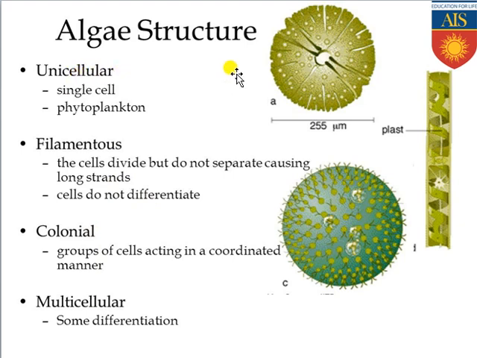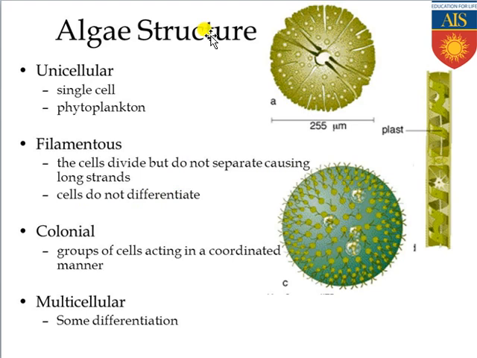Unicellular algae means those algae which contain a single cell only, and phytoplanktons are the general examples of unicellular algae. Filamentous algae are another type, where the algae have a filament-like or fiber-like structure, and the cells divide but do not separate, causing long strands. The cells of this filamentous algae are also not differentiated.